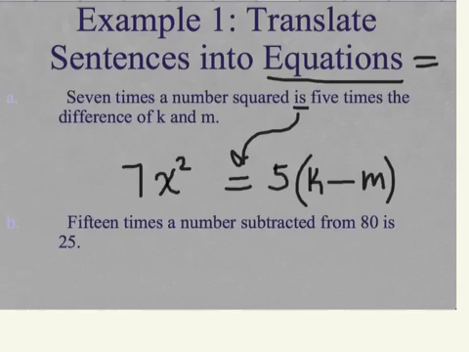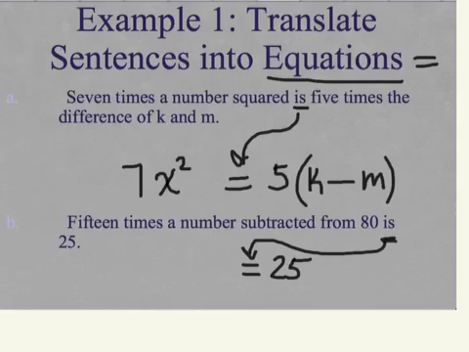15 times a number subtracted from 80 is 25. There's that word is again, and that tells me that's where my equal sign is going to lie. So is 25, equals 25. All right, so now let's figure out what's on the other side. 15 times a number subtracted from 80.